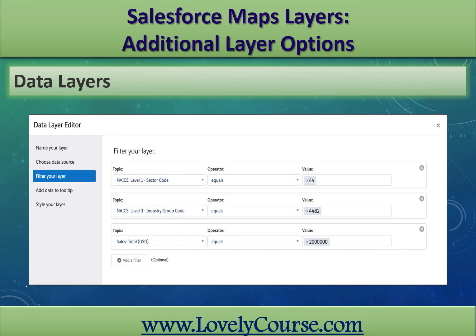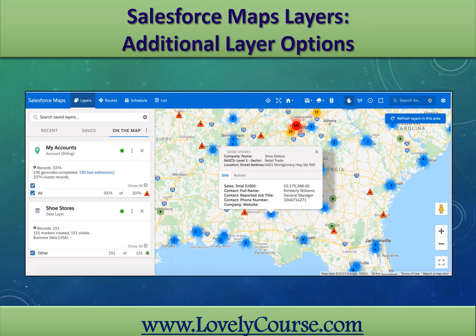Topic, NAICS, level 1, sector code equals 44. Second one, topic, NAICS, level 3, industry group code equals 4482. And number 3, topic, sales total USD greater than 2 million. Now Jose stores the data layer in the sales team folder.